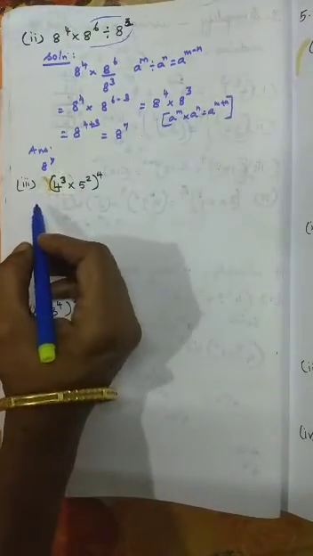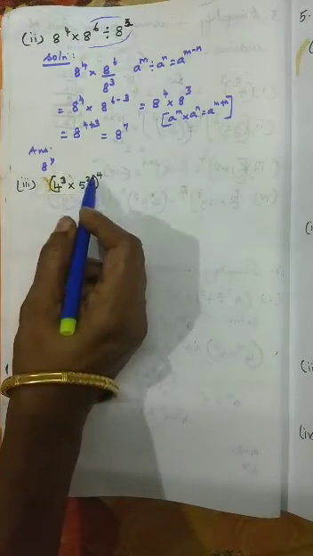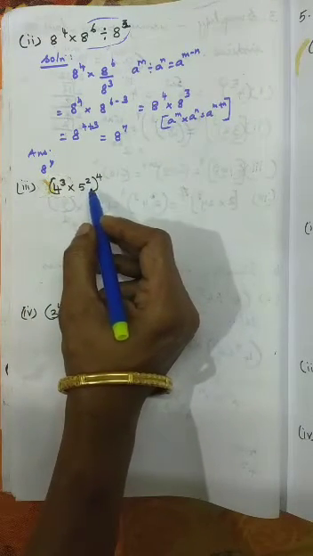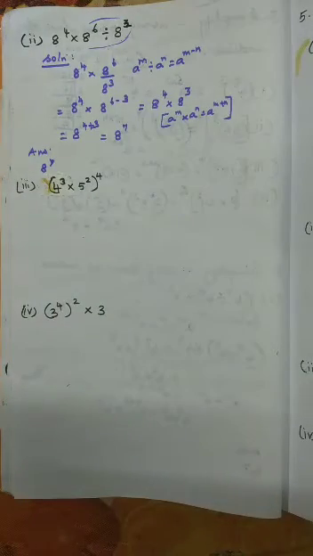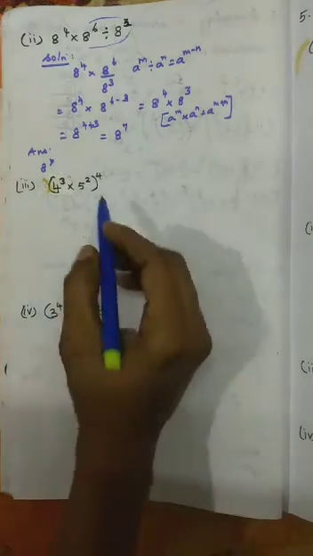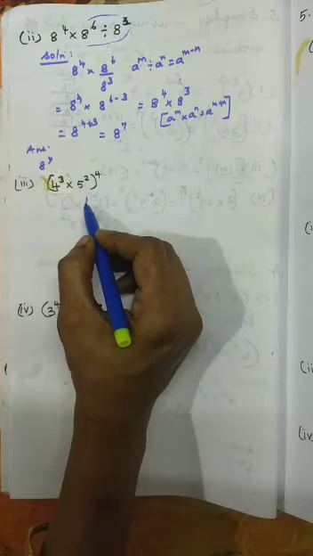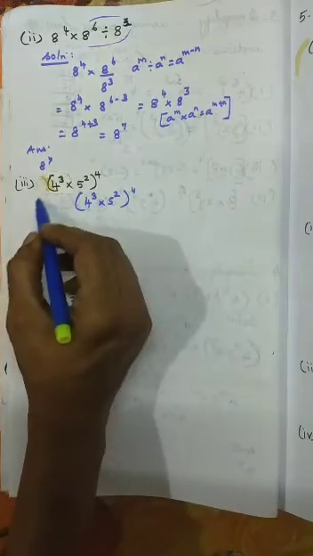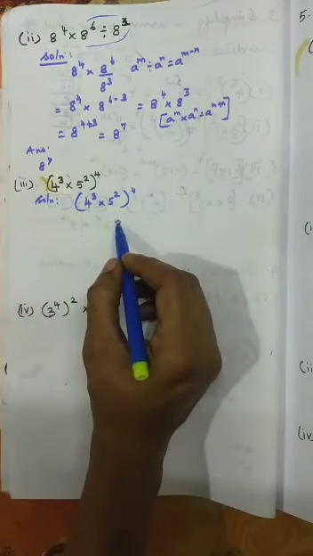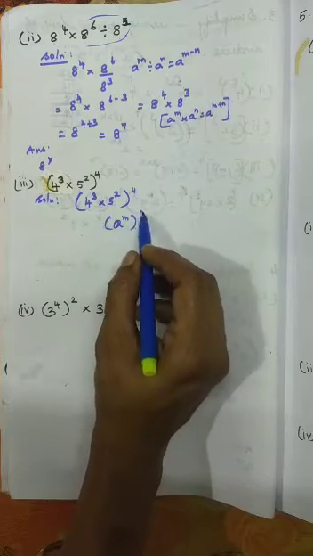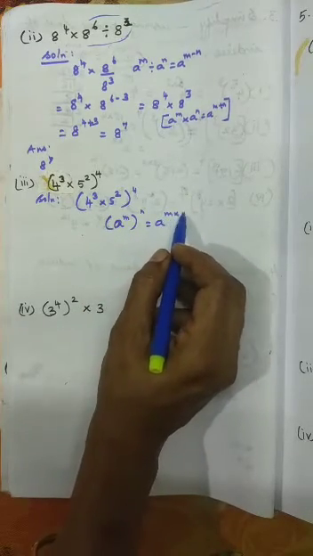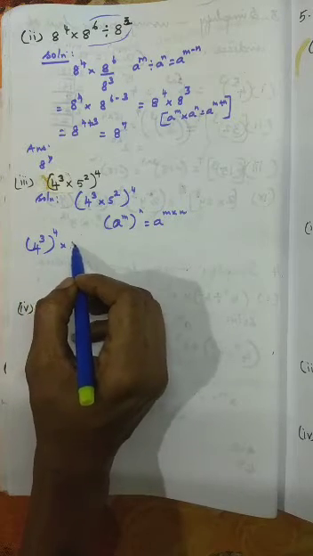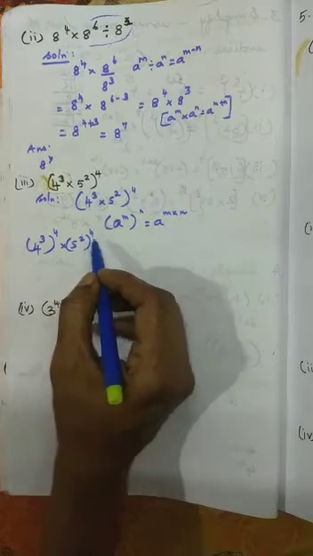And the third sum, 4 cube into 5 square the whole power 4. Here we are using the, which law are you going to use here? Power law. Power rule. 4 power 3 into 5 power 2 the whole power 4, isn't it? The power rule is a power m, the whole power n is equal to a power m into n. So here 4 power 3, the whole power 4 into 5 power 2, the whole power 4.